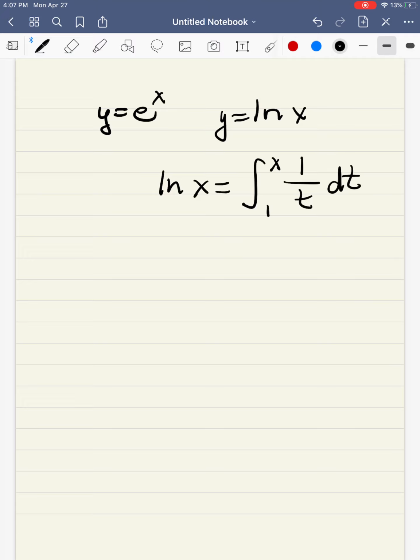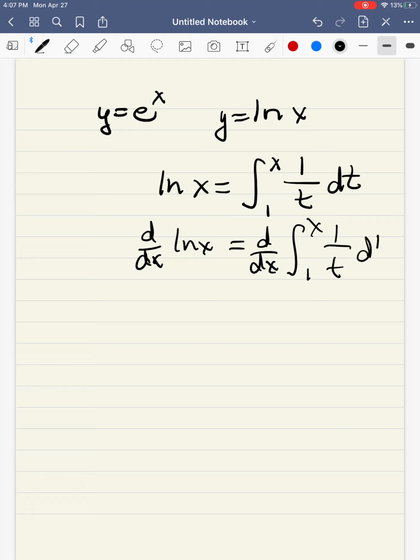All right, so that implies that if we take the derivative, that it's equal to 1 over x. And we can use that to find the derivative of e to the x.